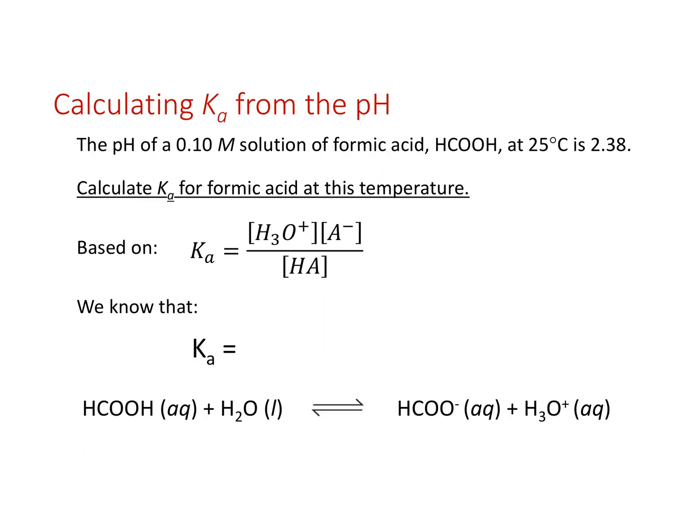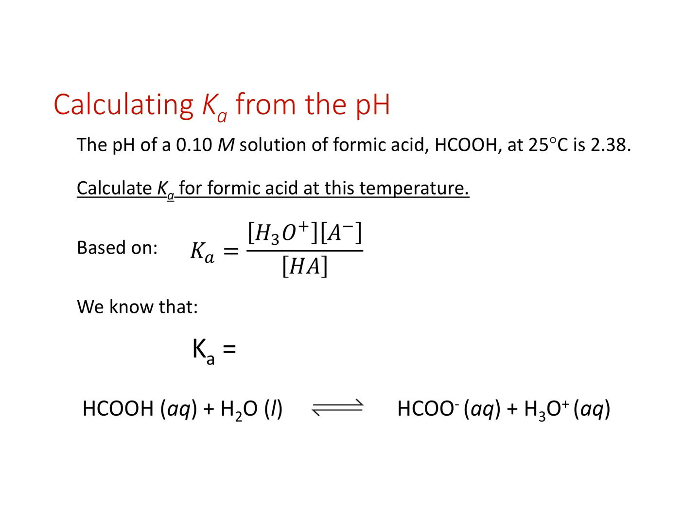Okay, so here's a question. Let's think about how we calculate equilibrium and now bring in some pH calculations as well. So I have a 0.1 molar solution of formic acid. Formic acid is a weak acid. And that solution has a pH of 2.38. Calculate the Ka of formic acid at this temperature. So let's think about that.